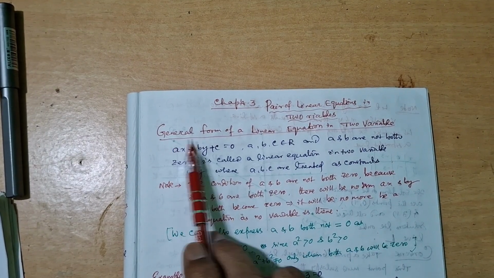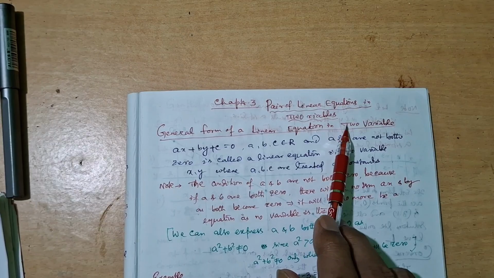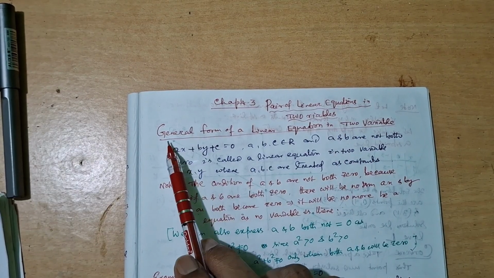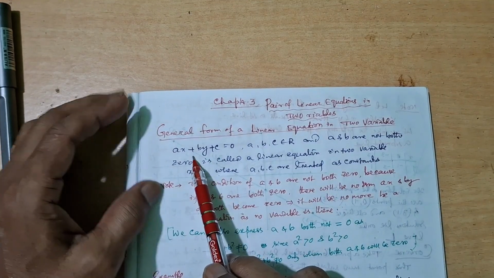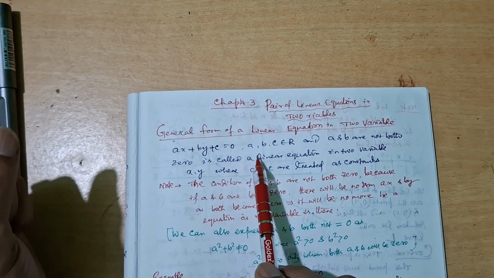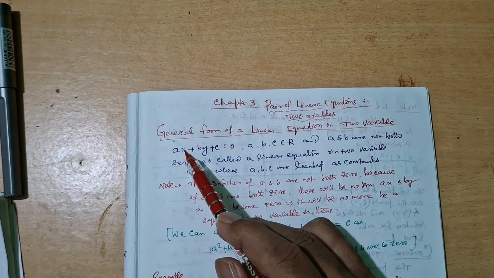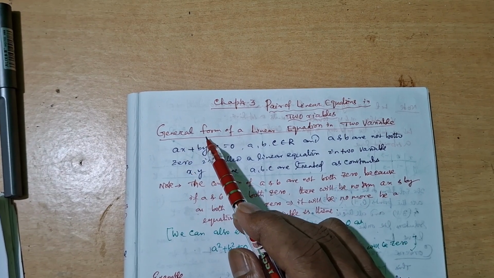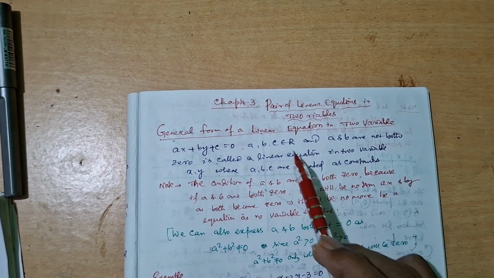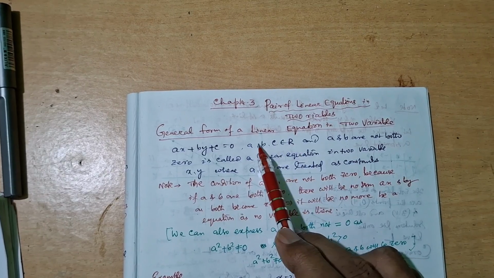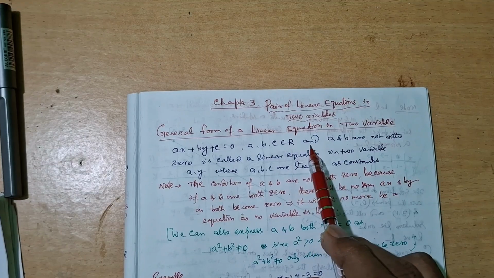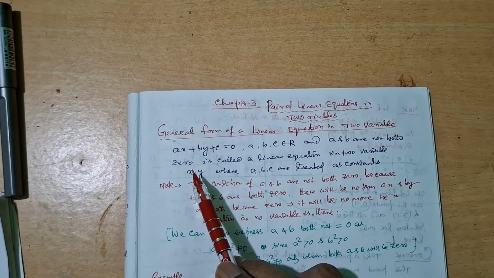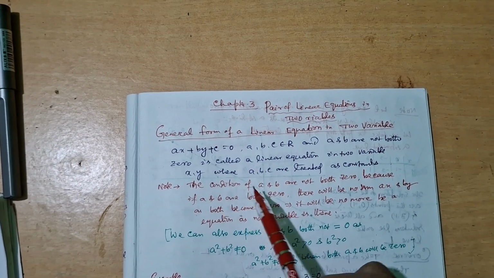So, the general form of a linear equation in two variables is ax + by + c = 0. You find here x has power 1, y has power 1, so it is linear, and a, b, c belong to R, where a, b, c are constants or known numbers, and a and b are not both 0. If they were both 0, what will happen?